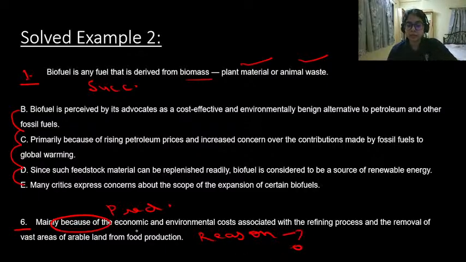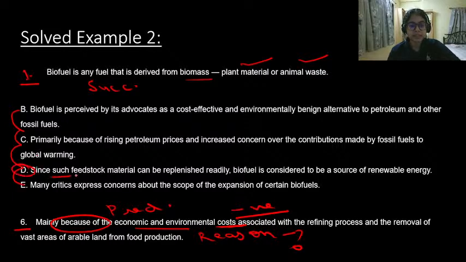Mainly because of the economic and environmental cost associated with the process. This is definitely something negative. Obviously, it's giving a reason for something negative because it's discussing the cost of something and the environmental cost also. So, definitely negative. Okay, so let's read all the statements. I can easily find a simple connection here.